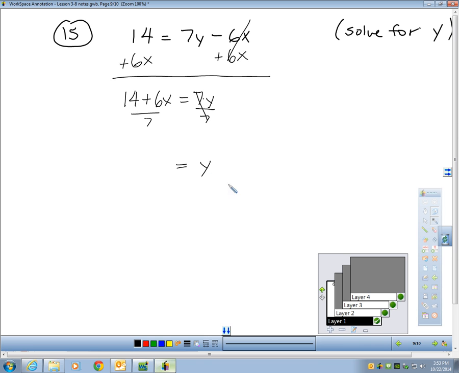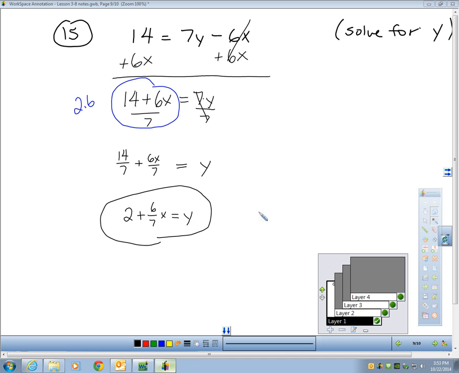Now again, this takes me right back to lesson 2.6, which I've referenced several times on this video. I got to write separate fractions and simplify. I got 14 over 7 plus 6x over 7. Well, 14 over 7 is 2, and 6/7 I can't reduce, so I'll just keep it as 6/7. There's my equation where y is a function of x.